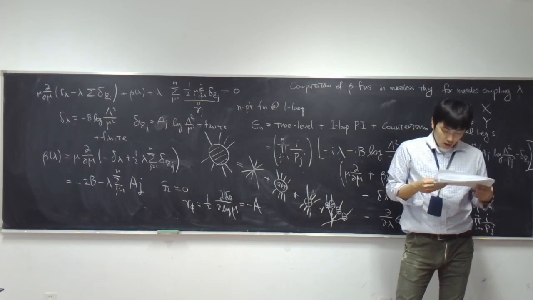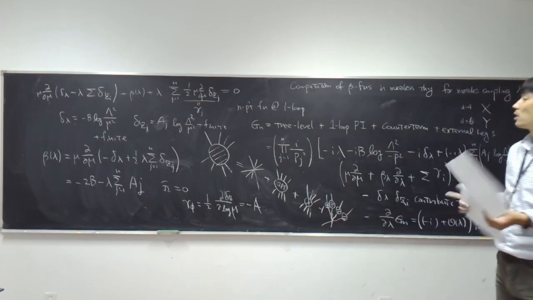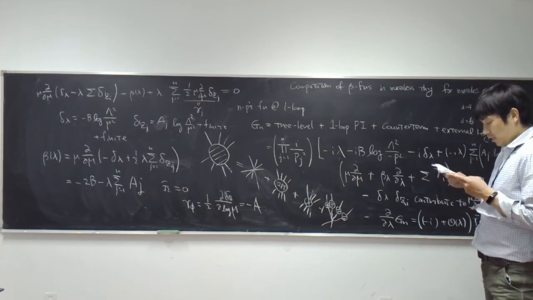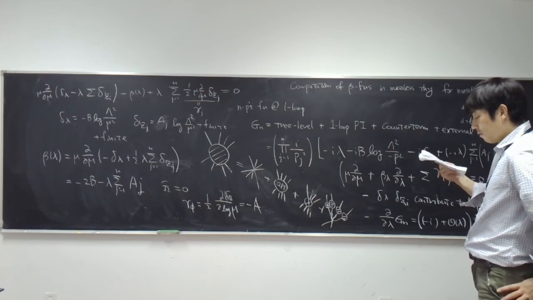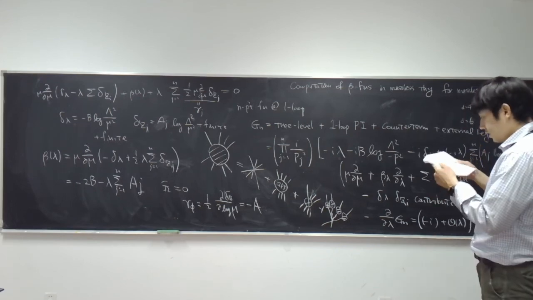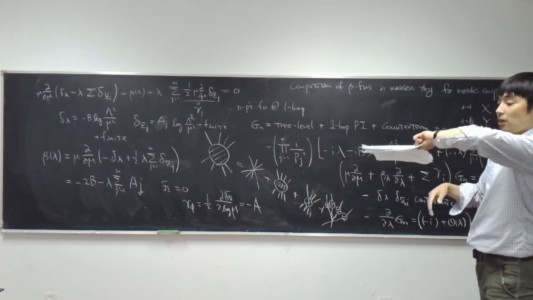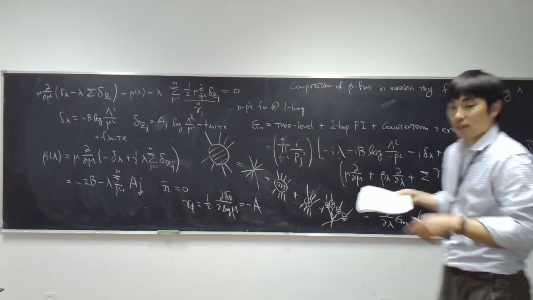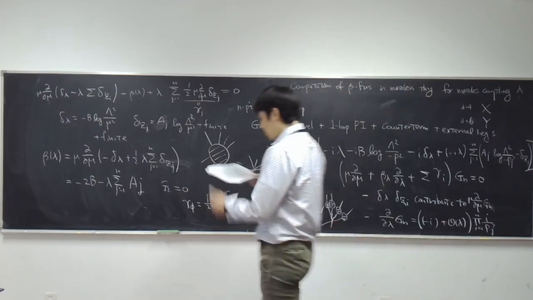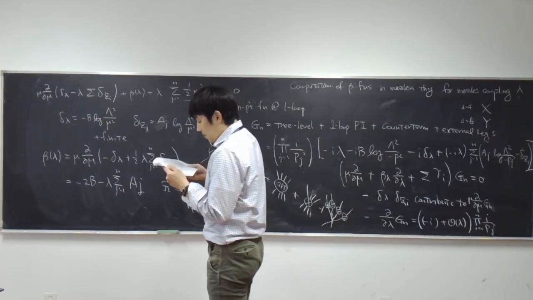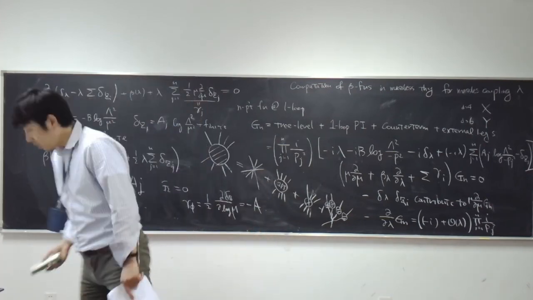Okay, so that's what we found in the massless theory. And you can also apply the same thing to QED indeed. So we can compute the beta function for QED. So let me end by just telling you how to compute the beta function in QED. Any question?